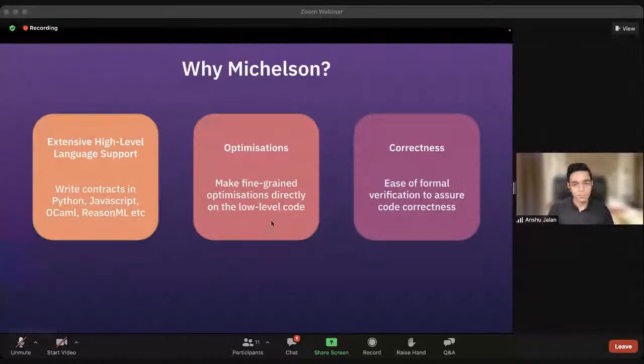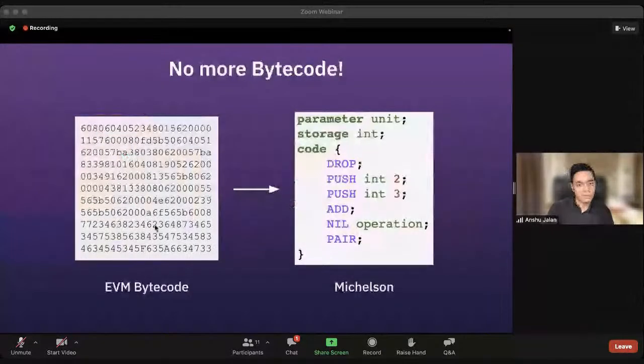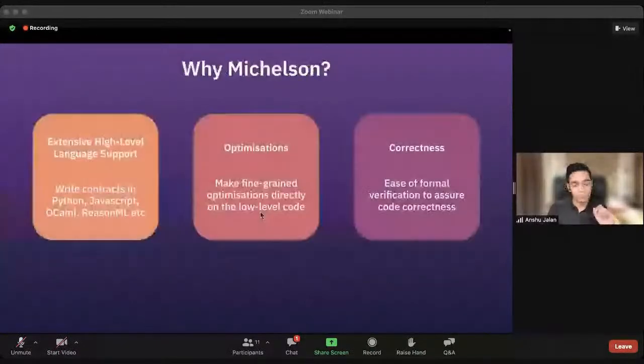Apart from that, we can do some really fine-grained optimizations. And this is really important for all developers because in this case, this is just gibberish. You can't really optimize this, right? But in here, you can definitely optimize how the operations are happening and what elements are being pushed onto the stack, right? So fine-grained optimizations directly on the low-level code, that is possible.